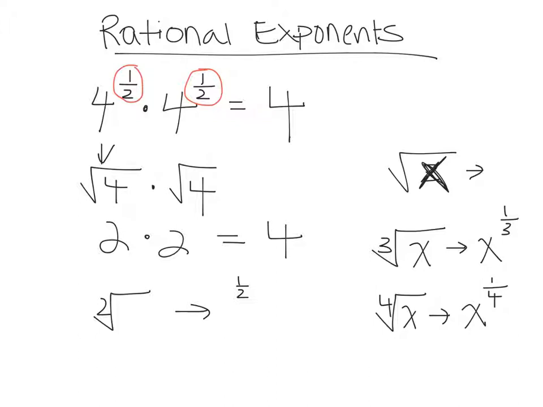So the square root of x is actually x to the power of a half. Because we don't really ever write it, but in a square root, there's actually a 2 there, telling us it's the square root.